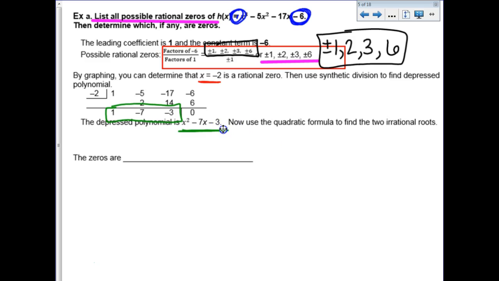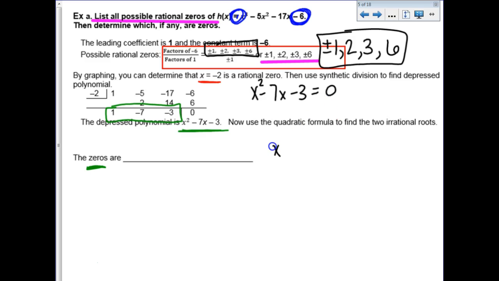Now, if I tried to factor that, I'd run out of options real fast. You're not going to get numbers that multiply to -3 and add up to -7. So if I'm supposed to find all the zeros of my polynomial, what is another way that we could solve x squared minus 7x minus 3 equals 0? Quadratic formula. You could try completing the square. I wouldn't suggest it though.